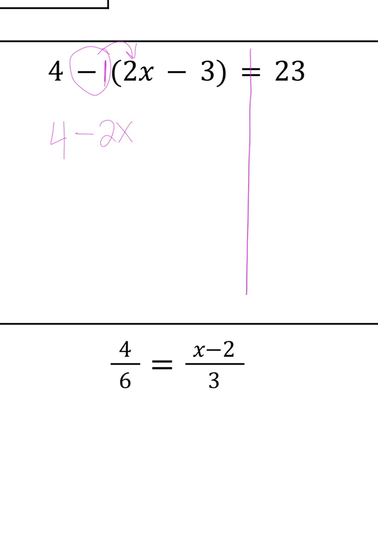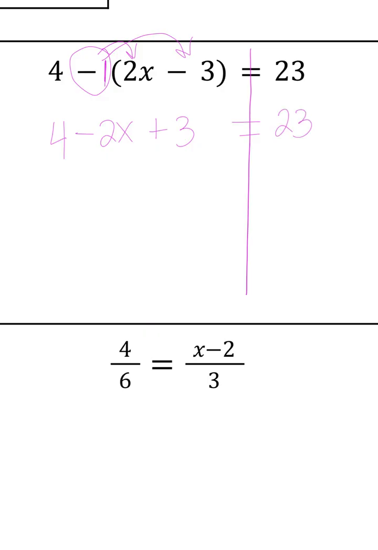-2x. Now -1 is going to jump the fence to -3. What do you get when you do -1 times -3? +3. And then can that -1 go all the way down there to that 23? Nope, so I'm going to bring my equal sign down and bring down my 23.